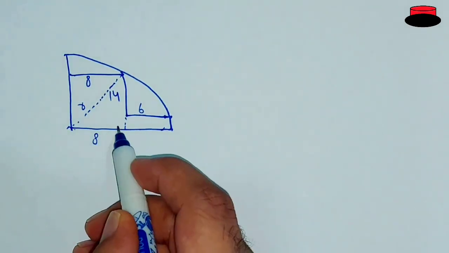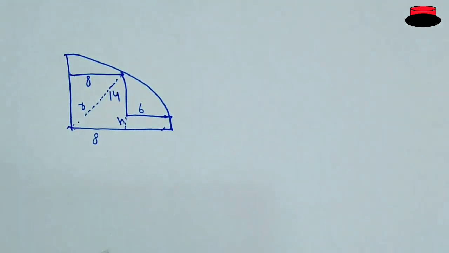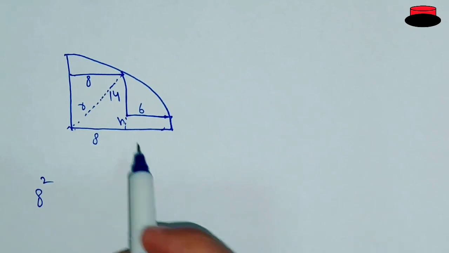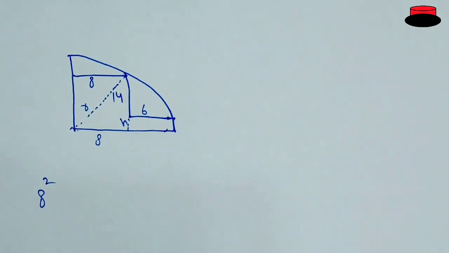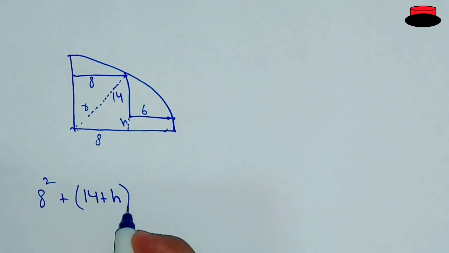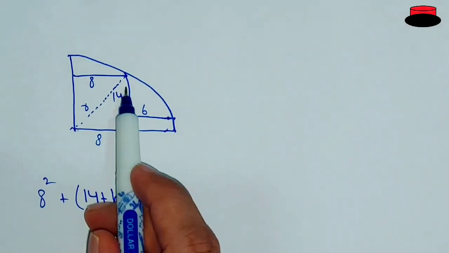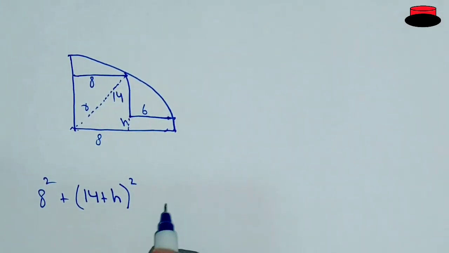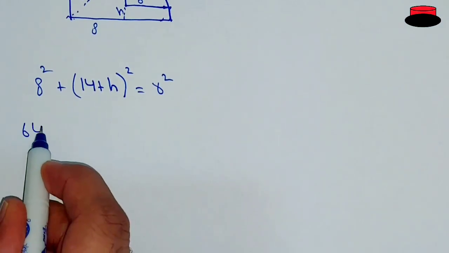Now this 8 is equivalent to that one, so this is the radius and this extended line is h. From this right angle triangle, we know that hypotenuse square is equal to perpendicular square plus base square. So the same we are doing over here: 8 square plus (14 plus h) whole square is equal to r square.